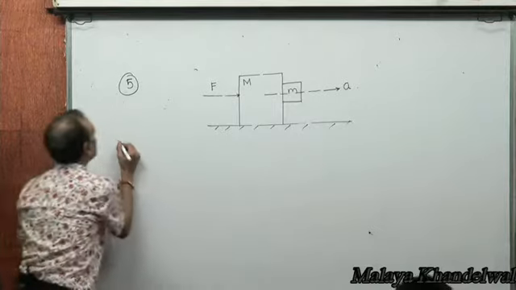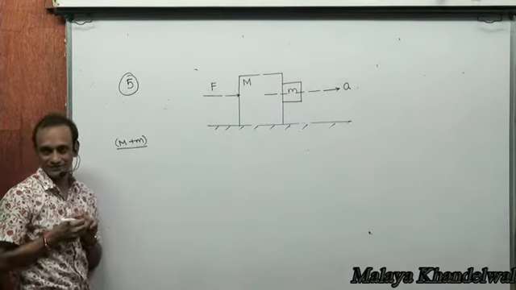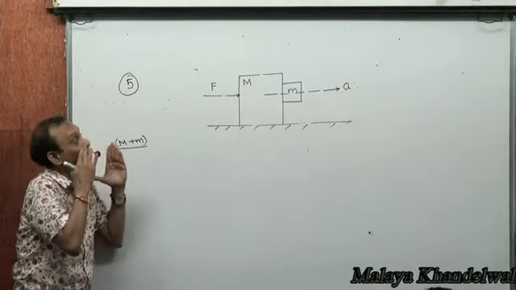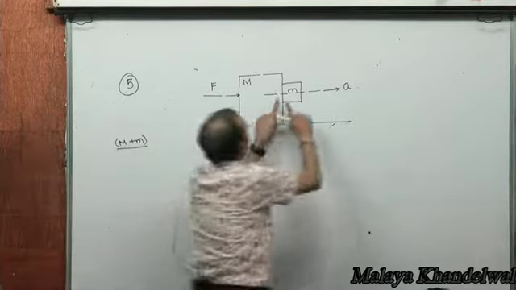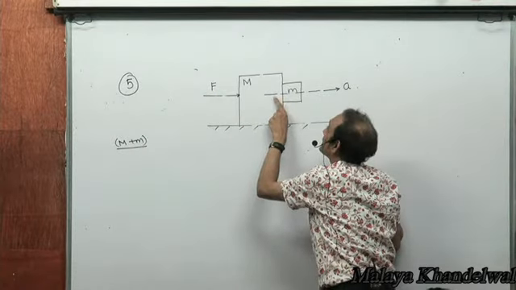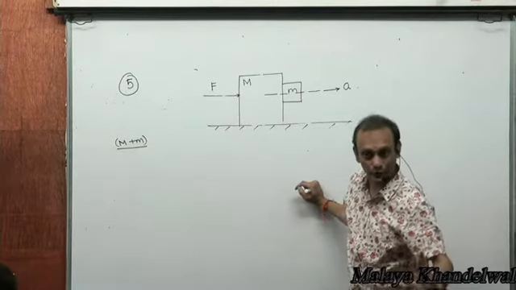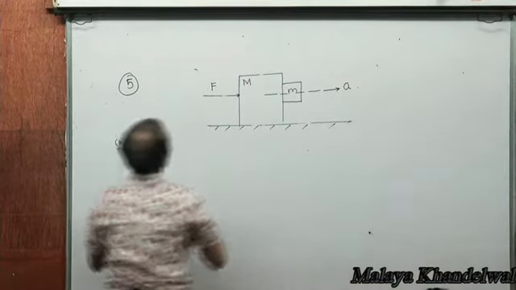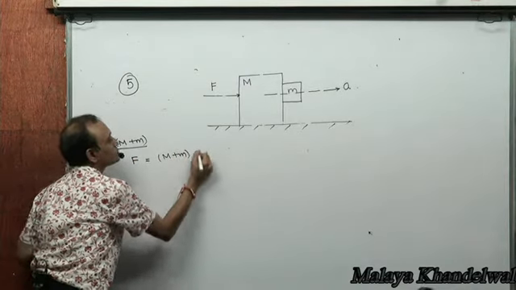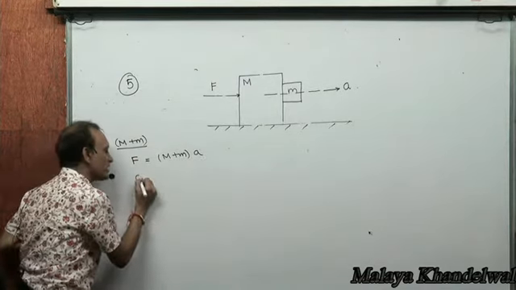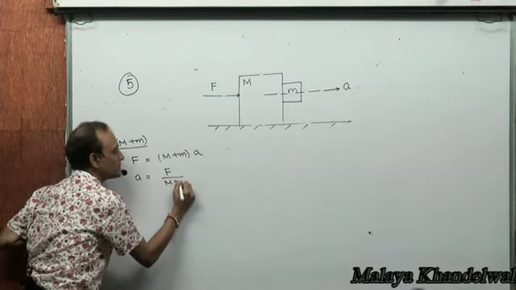So if I look at capital M plus small m together, then the only horizontal external force acting on the system is capital F. Why? Because the normal force between small m and capital M is now internal. It will not be represented when I look at capital M plus small m together, right? So can I say capital F is capital M plus small m into A? So the acceleration in the horizontal direction is going to be capital F by capital M plus small m.